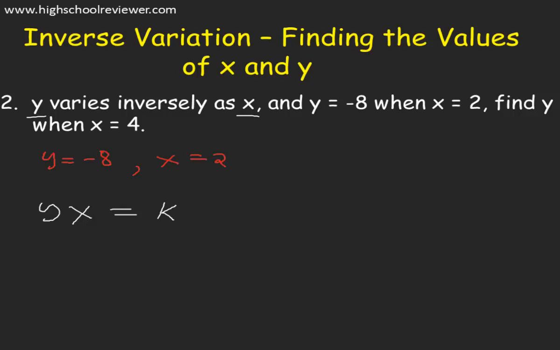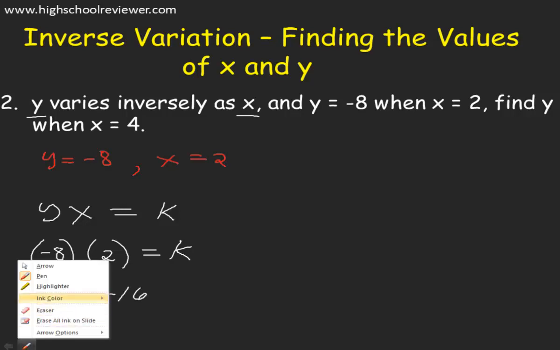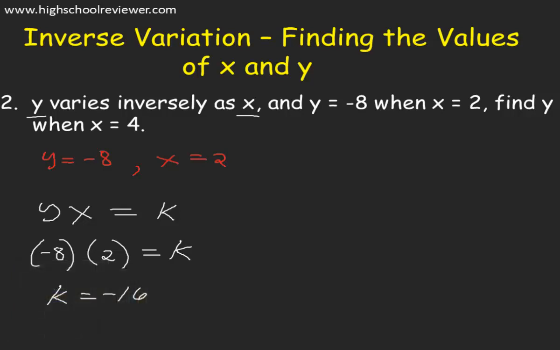So the value for y is negative 8, and the value of x is positive 2. This is equal to k. So our k here will be equal to negative 16. And then we will find the second value of y. So the second value of y is unknown. So y here will be the unknown when x is equal to 4.